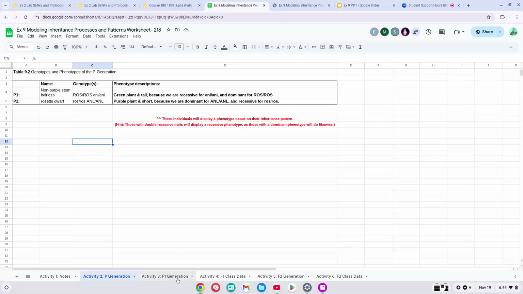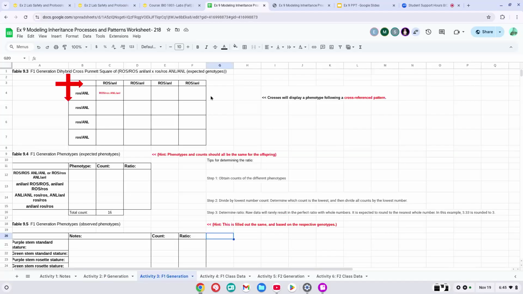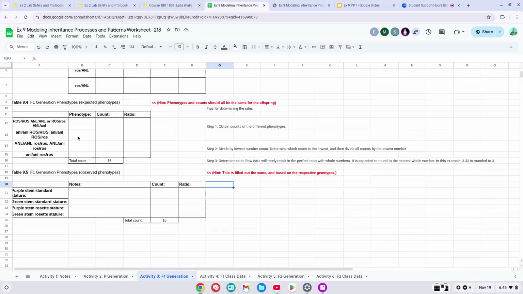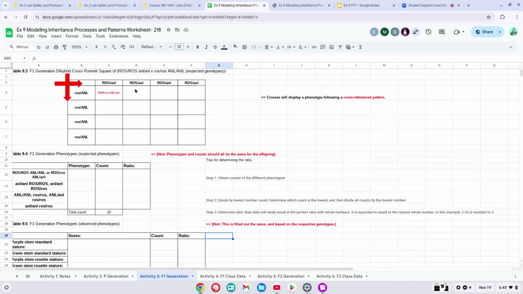So let's go to activity 3, F1 generation. From that parental cross, you're going to fill this out. You're going to come down to 9.4, take all of this information, write the phenotypes down that you see, right? You're going to tally them up and count them all the way out. And then you're going to give me a ratio.